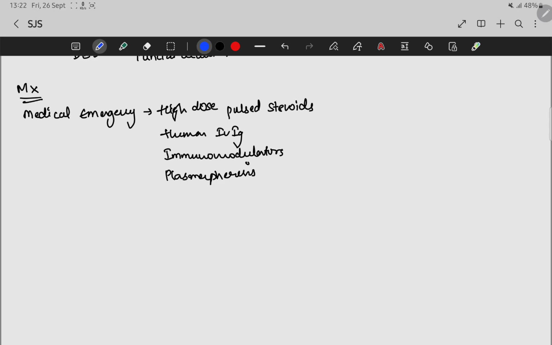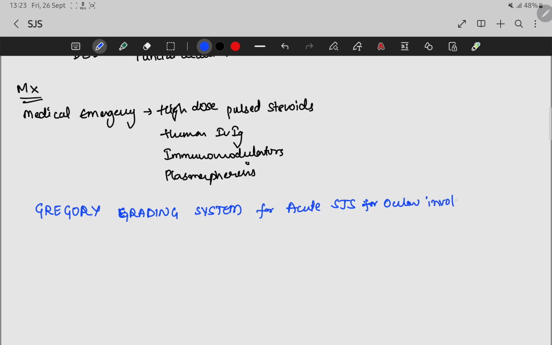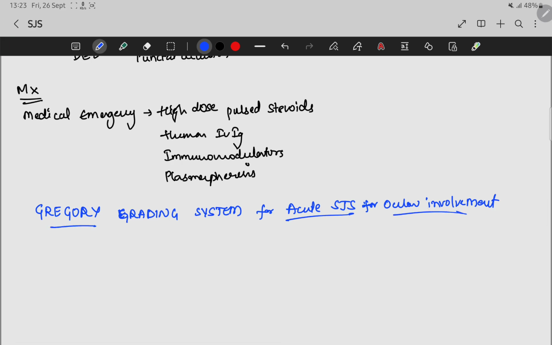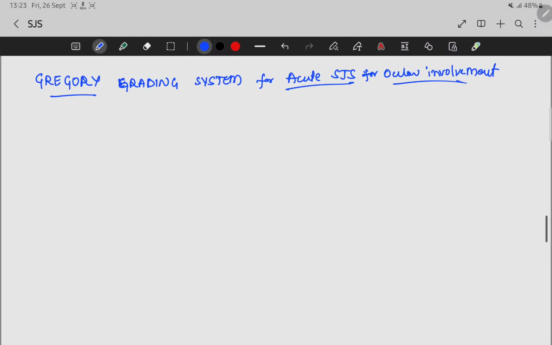The ocular involvement is based on the Gregory et al. grading system, which is for acute SJS, for ocular involvement. Okay, so let us understand what it is. It is divided into mild, moderate, severe, and very severe.